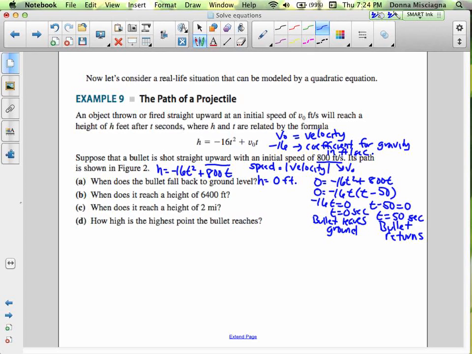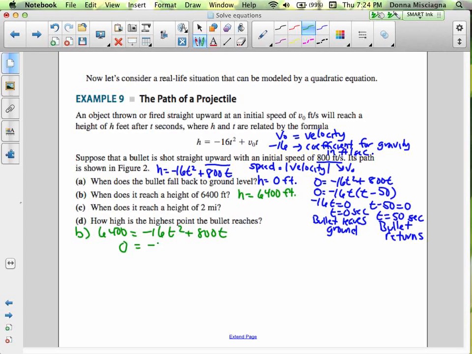All right, so now let's look at B. When does it reach a height of 6,400 feet? All right, so now h is 6,400 feet. So now let's just set our equation equal to 6,400. So I'll do B right here. So we have 6,400 equals negative 16t squared plus 800t. To solve this, we need to move that coefficient over, because I think we're going to be able to factor it. We at least have a common factor here.